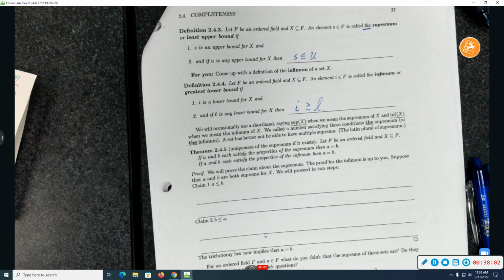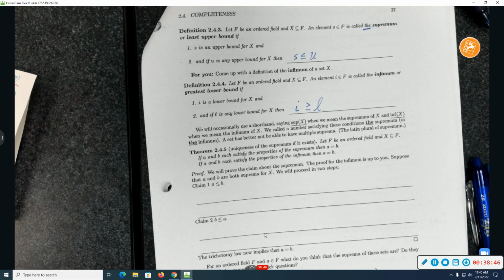So informally, A is the supremum of this set X. B is also the supremum of this set X. And I'll put the equals in quotes because I don't know that that actually makes sense. They both have all the properties. So that means A is an upper bound. B is an upper bound. A is less than or equal to u for every upper bound u. B is less than or equal to u for every upper bound called u.